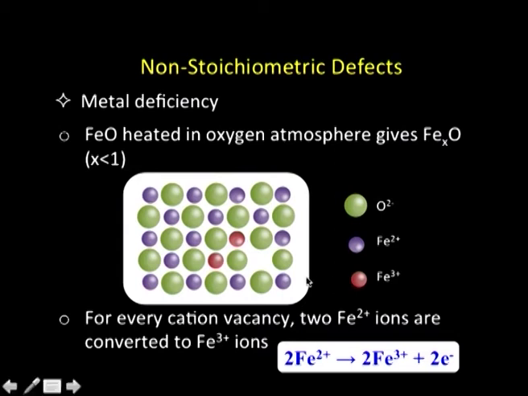In order to maintain electrical neutrality, these ferric ions occupy 2 of the cation positions, and a cation vacancy is created. That is, 2 into 3 gives 6 positive charges. Earlier we had ferrous ion here, here and here, so 3 ferrous ions with a charge of 6 positive. Now we have only 2 ferric ions with the equivalent charge, and that is how the charge balance is maintained. So this is a typical example of a non-stoichiometric defect with metal deficiency.